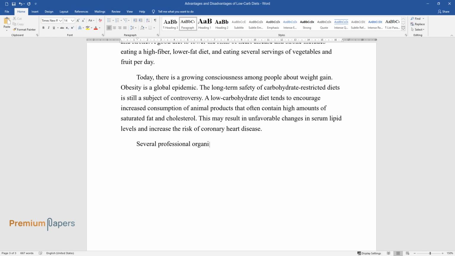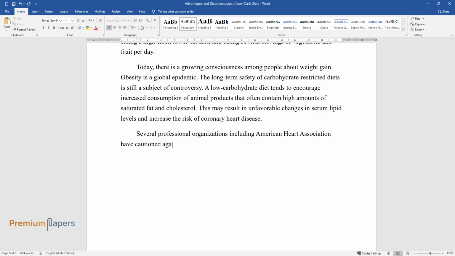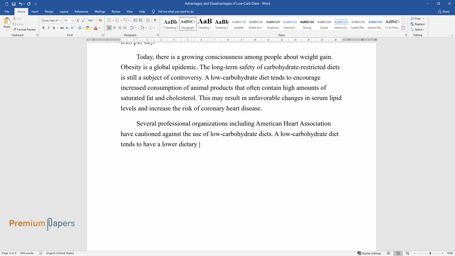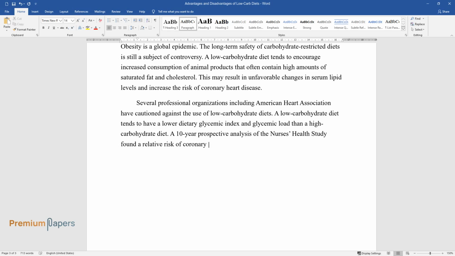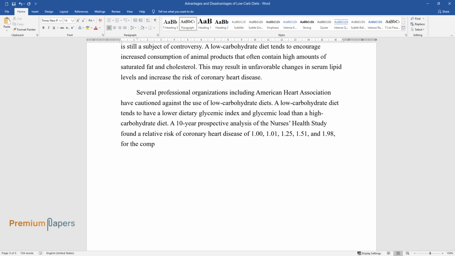Several professional organizations, including American Heart Association, have cautioned against the use of low-carbohydrate diets. A low-carbohydrate diet tends to have a lower dietary glycemic index and glycemic load than a high-carbohydrate diet. A 10-year prospective analysis of the Nurses' Health Study found a relative risk of coronary heart disease of 1.00, 1.01, 1.25, 1.51, and 1.98, for the comparison between the fifth and the first quintile of dietary glycemic load.